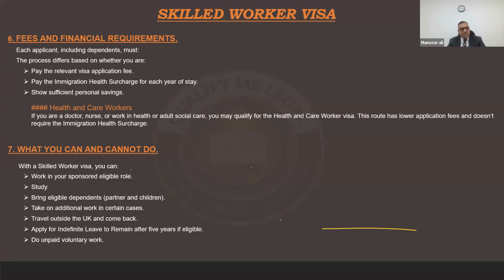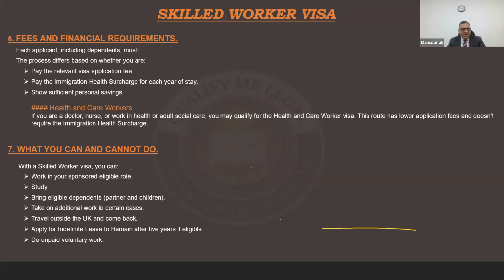There's a misconception that you're allowed to do work anywhere for 20 hours. No, this is the wrong misconception. You are not allowed to work 20 hours anywhere. You are allowed to do work up to 20 hours, and those 20 hours should be compatible with your own job description or visa.